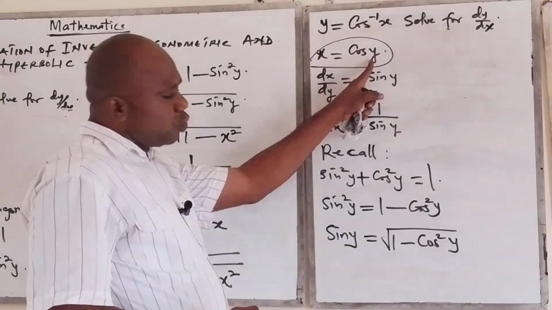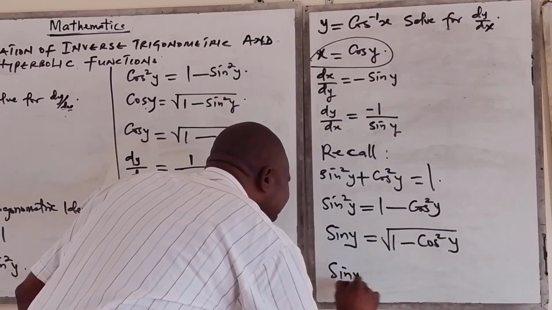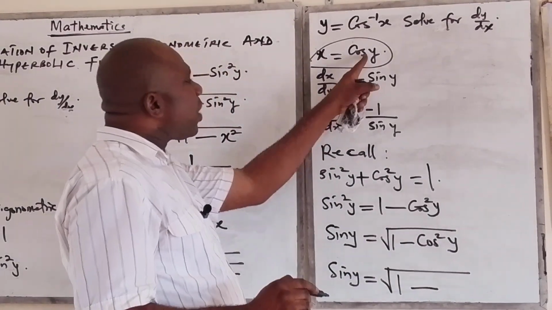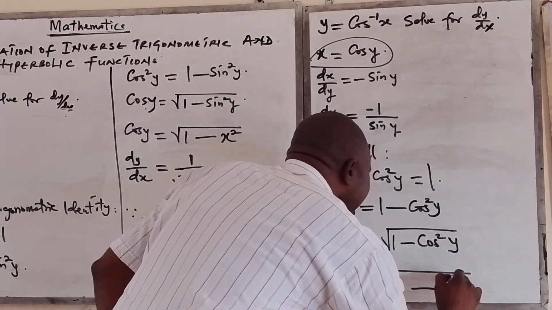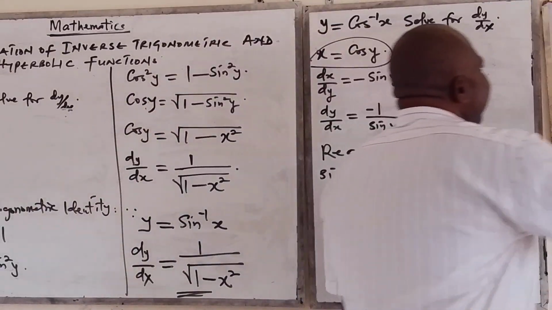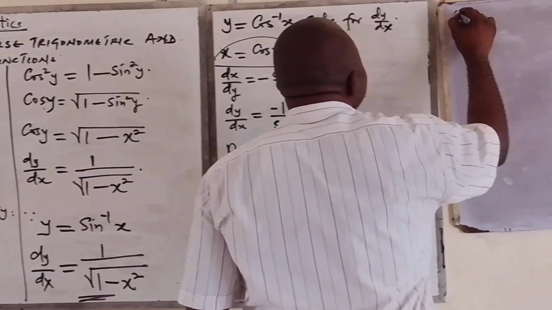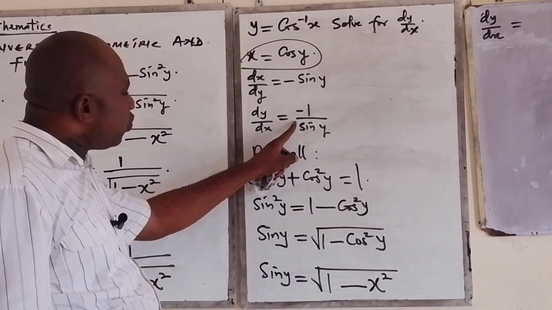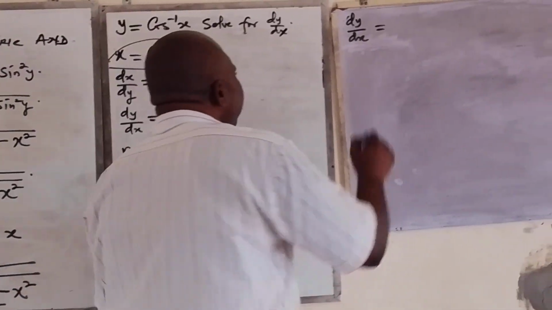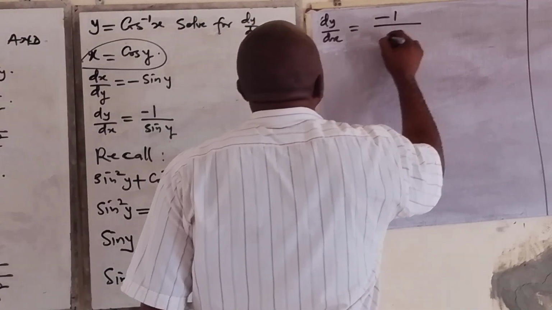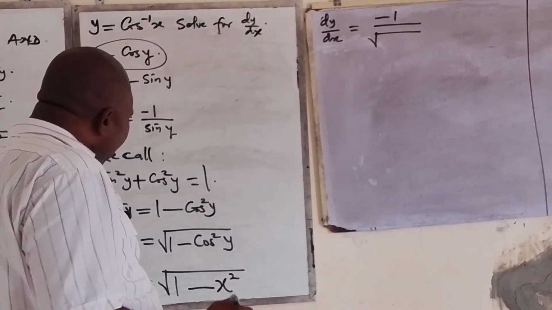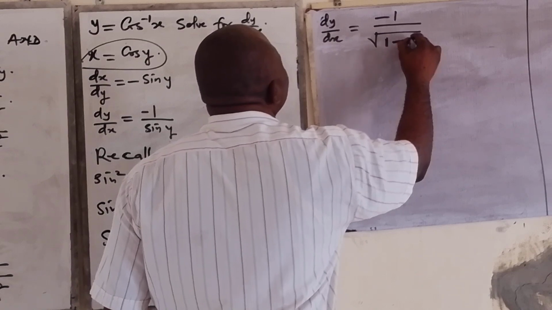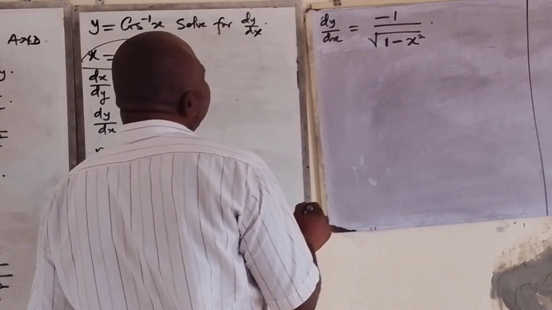So if x is equal to cos y, it means the value of sine y will be equal to the square root of 1 minus cos squared y, which will be x squared. So here we have x squared. So it therefore means that dy/dx, which is the same as saying minus 1 all over sine y, will be equal to minus 1 all over the square root. Now, sine y is the square root of 1 minus x squared. So here we have 1 minus x squared. So that is the value of our dy/dx.